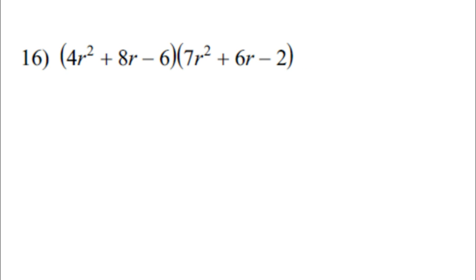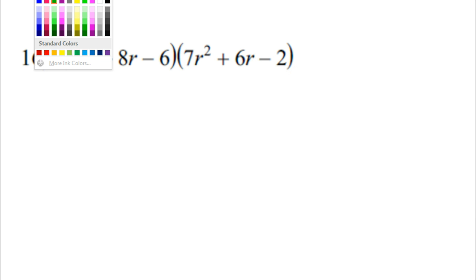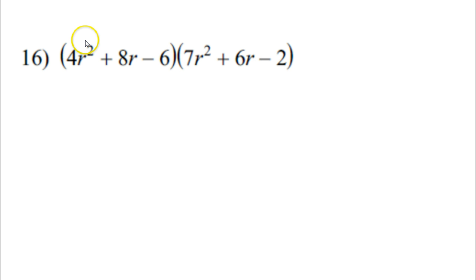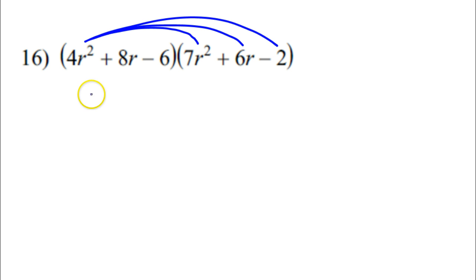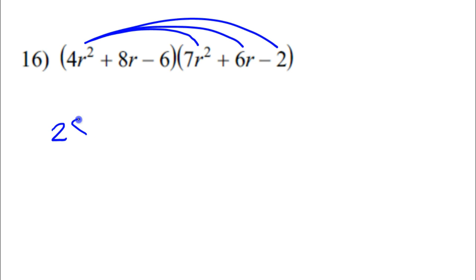And finally, number 16. I have a trinomial times a trinomial, but the process is the same. I'm just going to do the distributive property 3 times. First, I will distribute the 4r squared. So 4r squared times 7r squared is going to make 28.